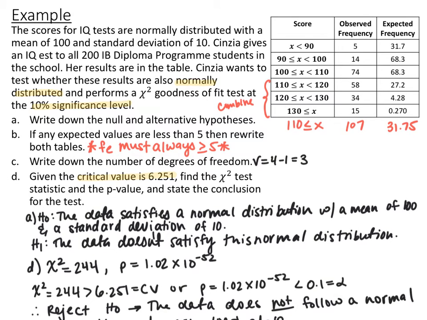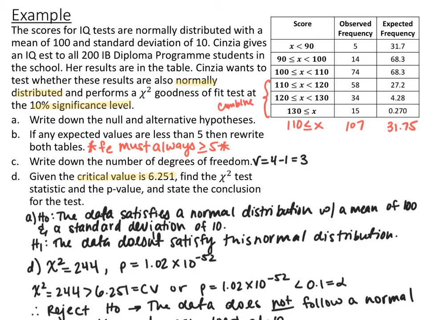So for part C, number of degrees of freedom, since we combine these 3 rows together, we only have 4 rows. The x is less than 90, 90 to 100, 100 to 110, and then greater than 110. So our degrees of freedom are 4 minus 1, which is 3.